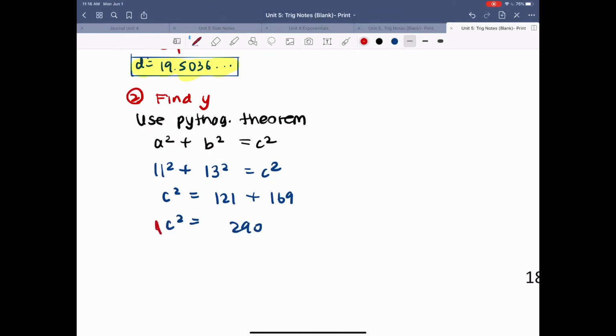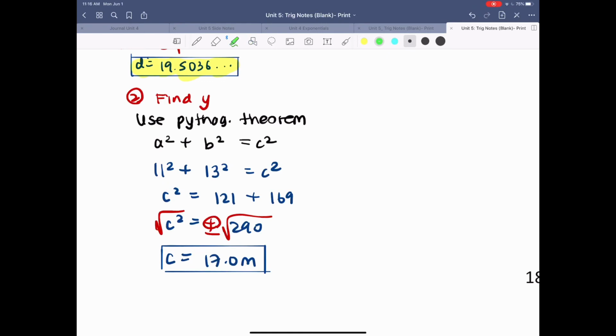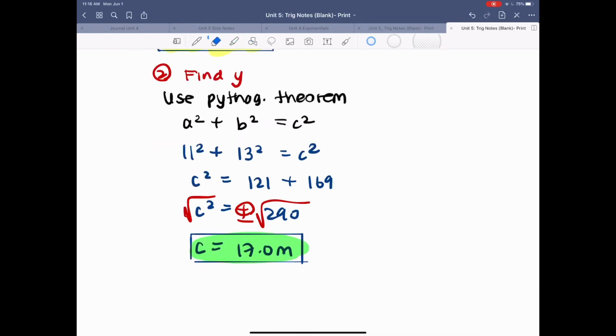I'm going to square root both sides, and I have a positive and negative. Because we're dealing with lengths, I'm going to grab the positive one only, right? And so c is equal to approximately 17.0 meters. I'm just going to quickly erase and label this as y, because I was finding y.